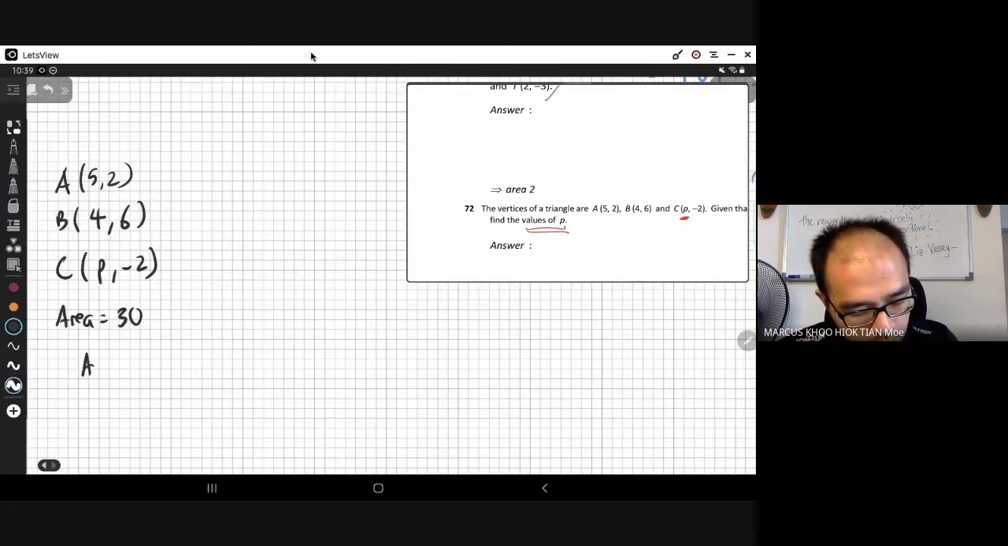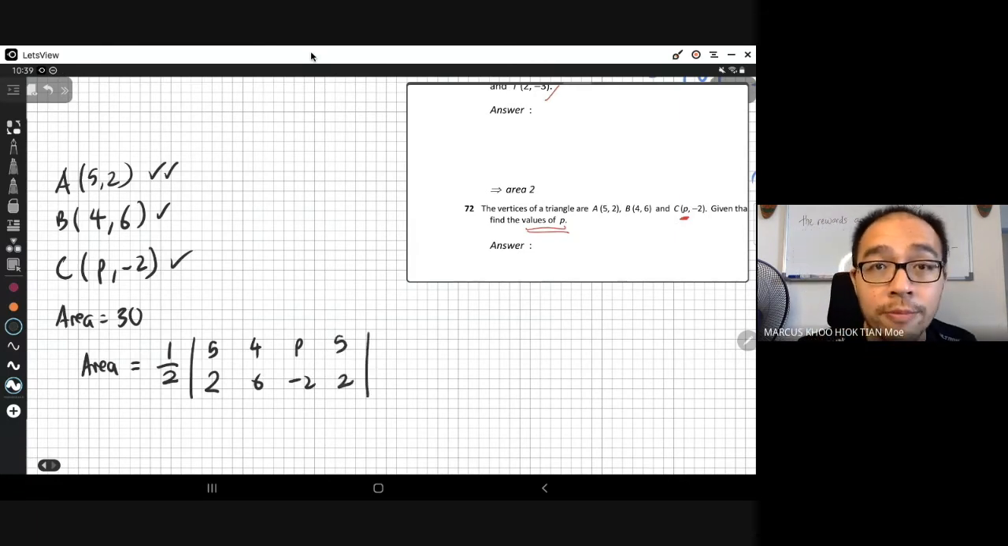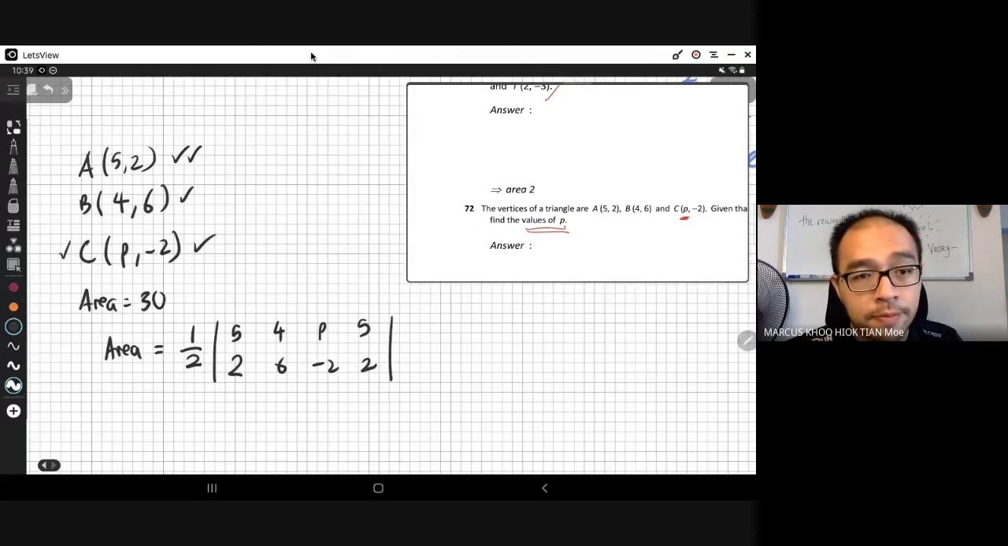So area equals 1 over 2 modulus. Now I'm going to put A first. (5, 2), and then (4, 6), and then (P, -2), and then I repeat (5, 2) again. Remember always to repeat the first one. Now, why is it that I don't start with C? If I start with C, it means I have to write this P twice, and it's going to be even more complicated. So we avoid doing that. We use the one that we want to find somewhere in the middle.